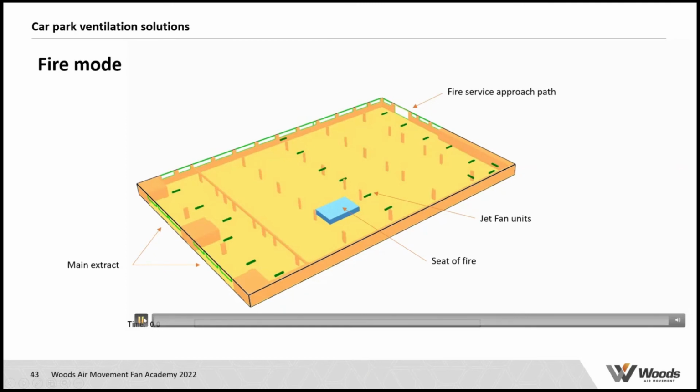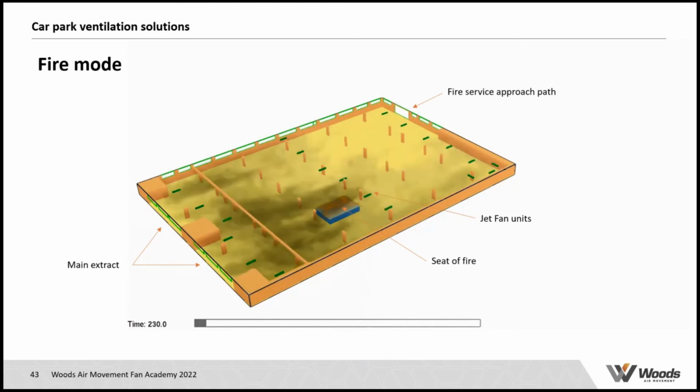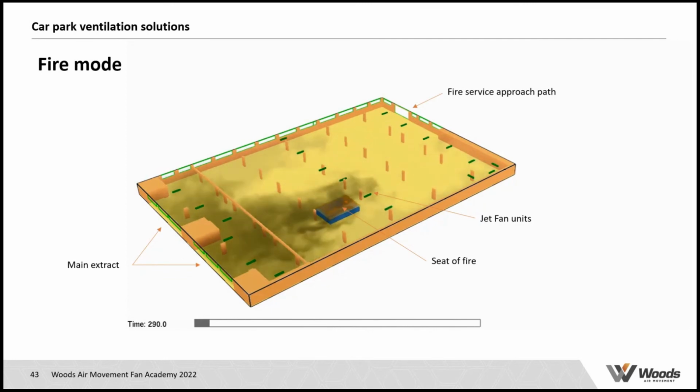And when we run this simulation, what you will see is the same effect. You see smoke starting to build up. It spreads throughout the whole car park. And then at a certain point, we'll start the ventilation system or the jet fans, often with a delay of around 3 to 5 minutes.